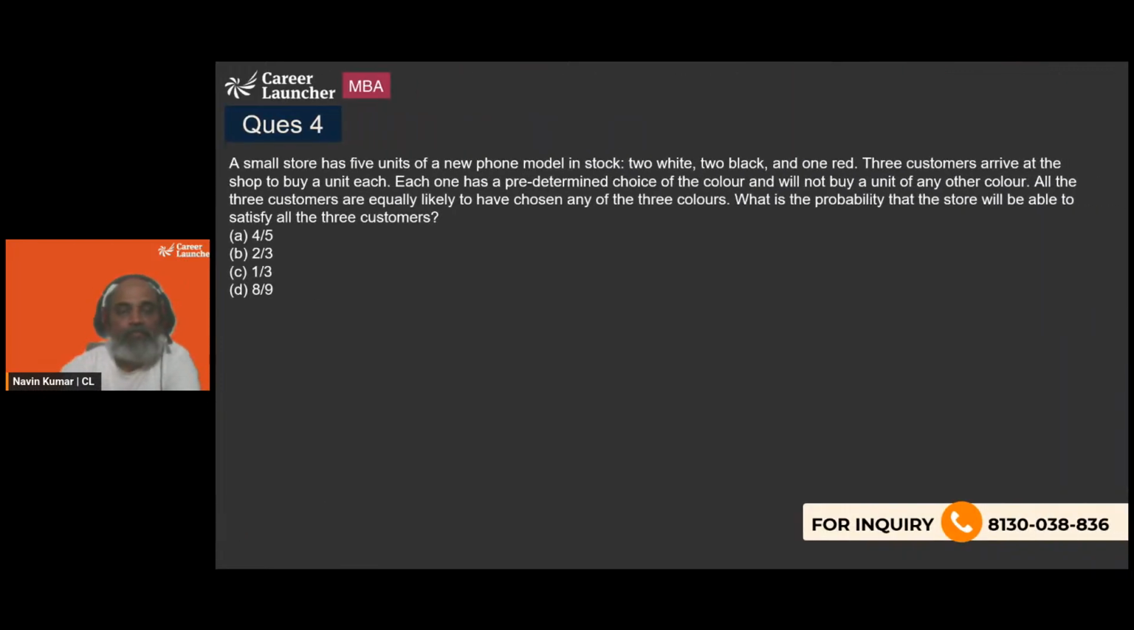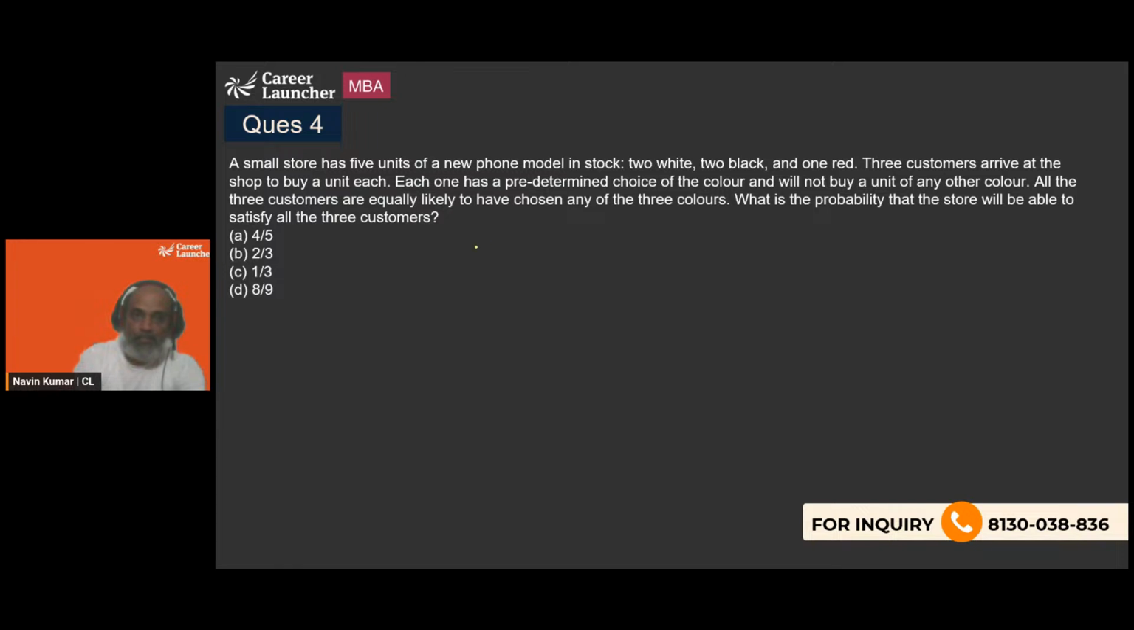Next one. A small store has 5 units of a new phone model in stock, 2 white, 2 black, and 1 red. 3 customers arrive at the shop to buy a unit each. Each one has a predetermined choice of the color and will not buy a unit of any other color. All the 3 customers are equally likely to have chosen any of the 3 colors. What is the probability that the store will be able to satisfy all the 3 customers?